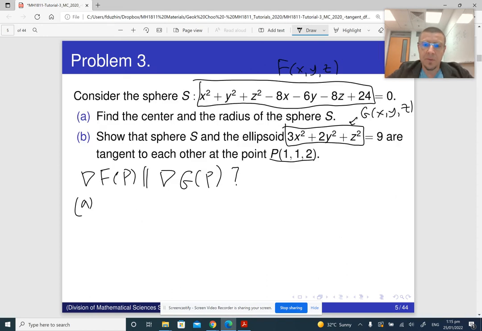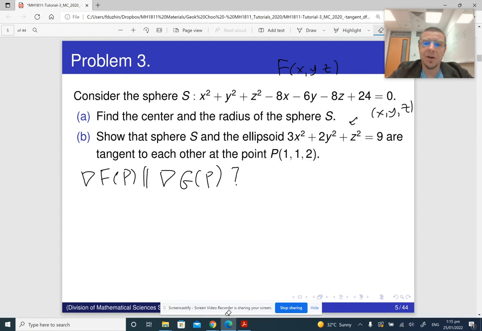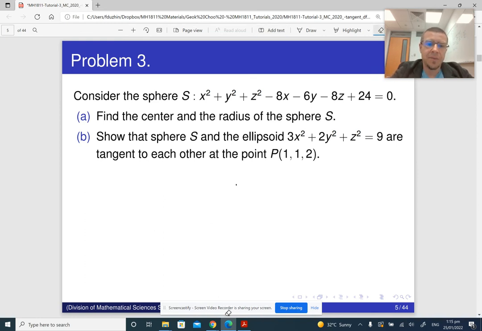Okay, now part B is somewhat harder. But as I said, to solve part B, I mean, it is conceptually hard. It's not really very difficult to do, but it is conceptually harder. To solve part B, we need to figure out what to do, right? So let me do part B here.